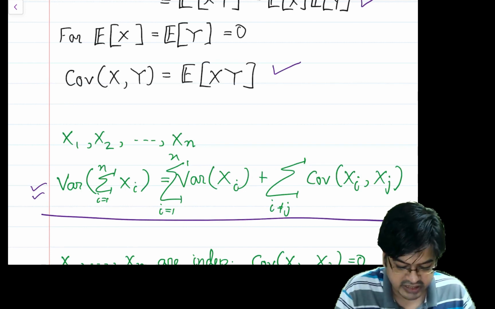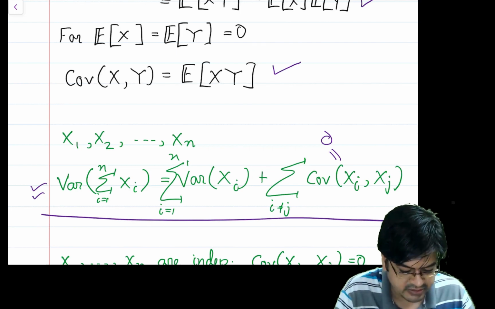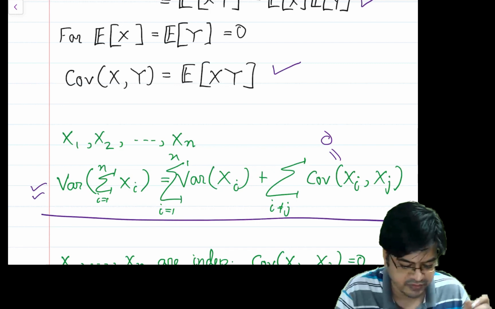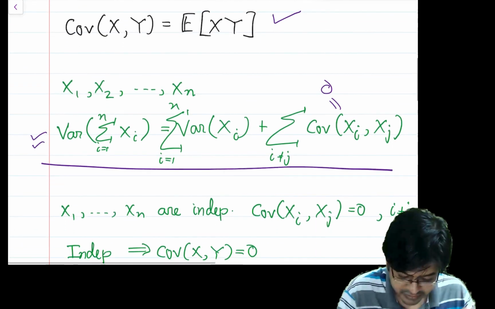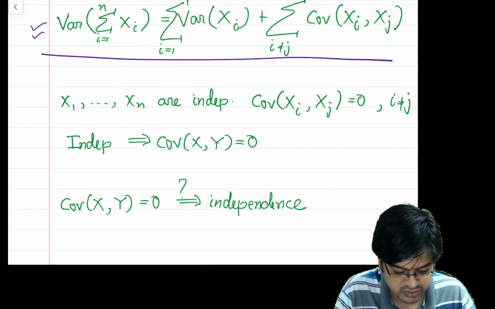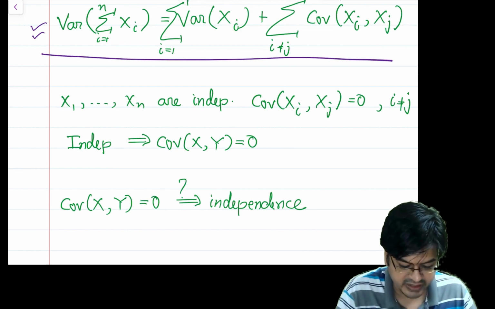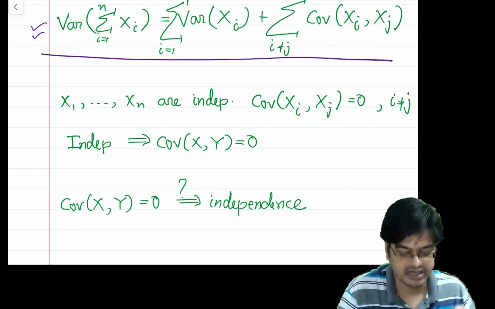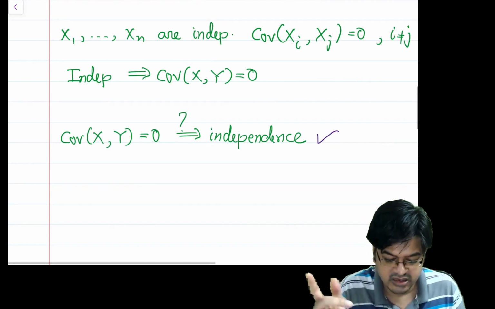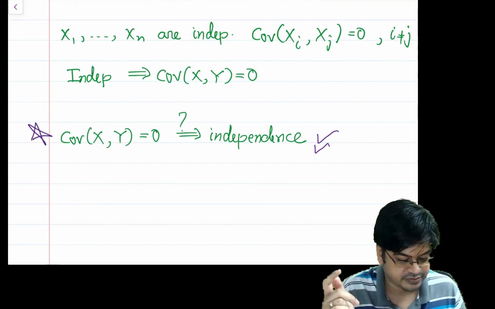When these random variables are independent, all these covariance terms will be 0 and you will simply reduce to a sum. Your variance of the sum will simply reduce to sum of variances. Okay, that is what is written here. So independence implies covariance of xy is equal to 0. Covariance of xy equal to 0 need not imply independence. You will see some exercises in your problem sheet related to this particular issue.